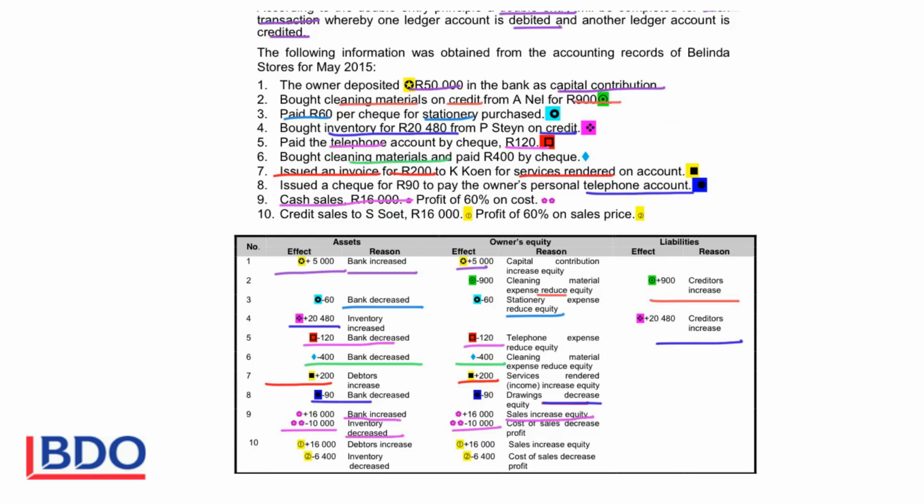Credit sales for 16,000, but now if we look at the profit, it's 60% on sales price. In number one, the profit was 60% on cost price. First of all, we will record the entry for the sales of 16,000. So we have to do a double entry to indicate that the debtors increase. Debtors is an asset, so my assets will increase. We sell the goods at 16,000. The debtors owe us 16,000. So sales will increase my profit.